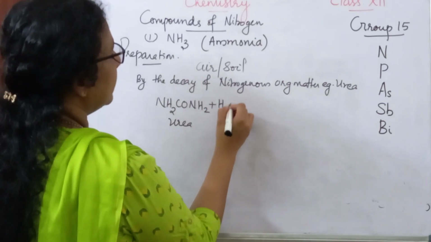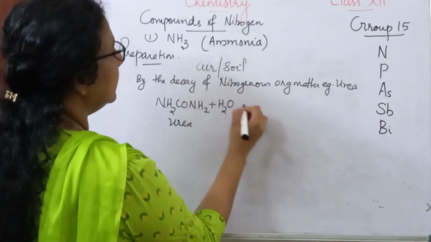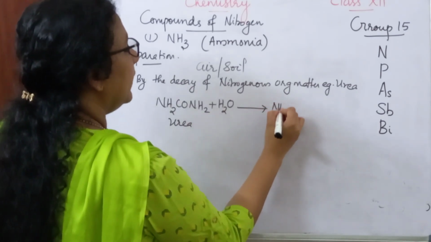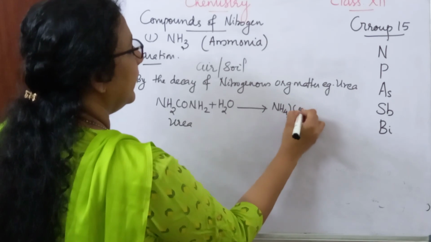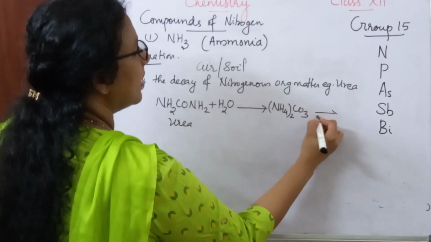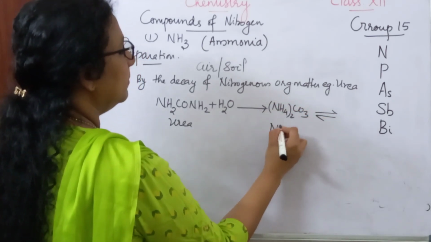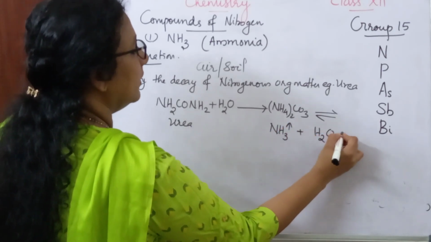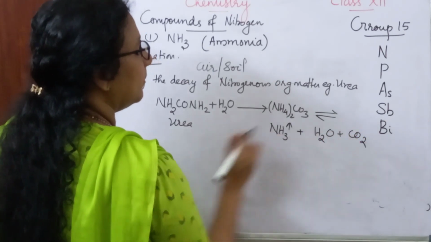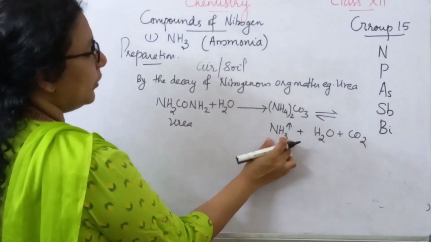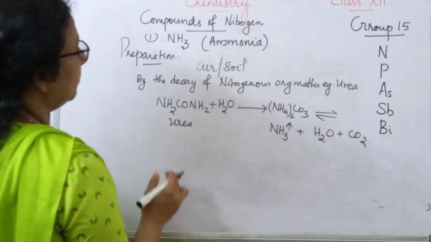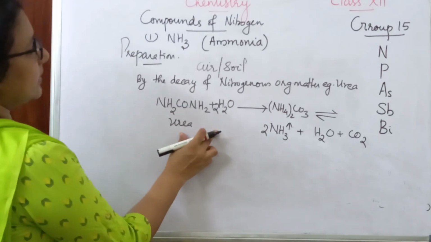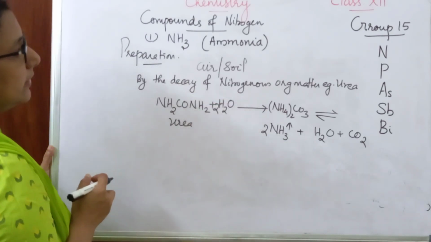On hydrolysis, or we can say the decay of urea, it produces ammonium carbonate at first, and then it forms ammonia gas, water and carbon dioxide. So ammonia gas, water and carbon dioxide are formed in this case. This is actually the decay of nitrogenous organic matter.